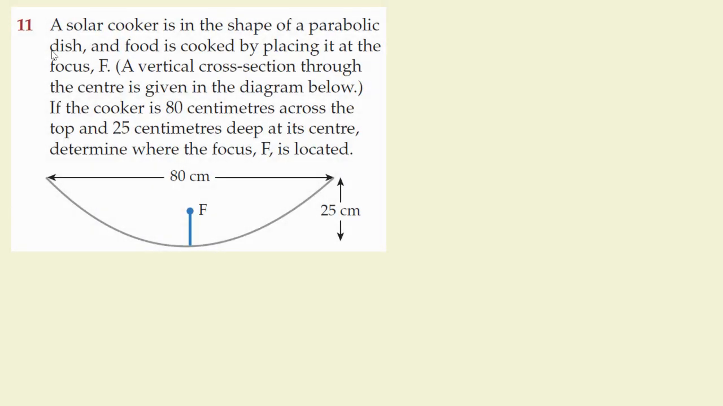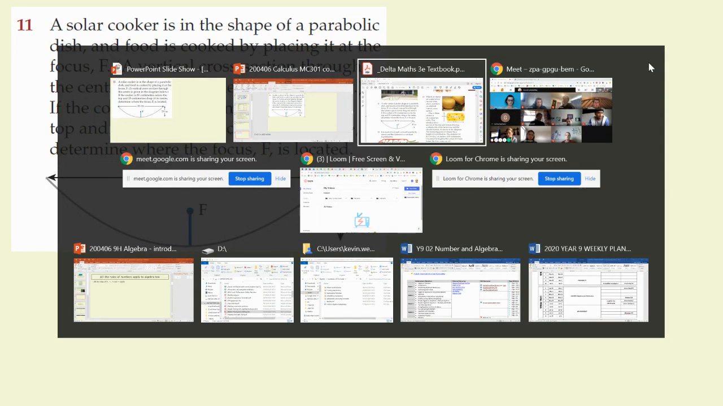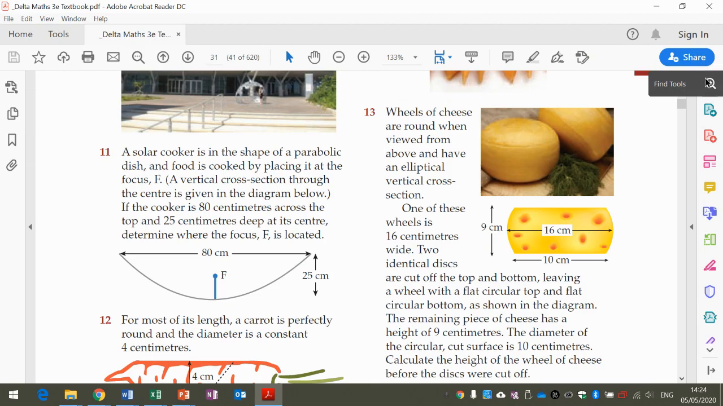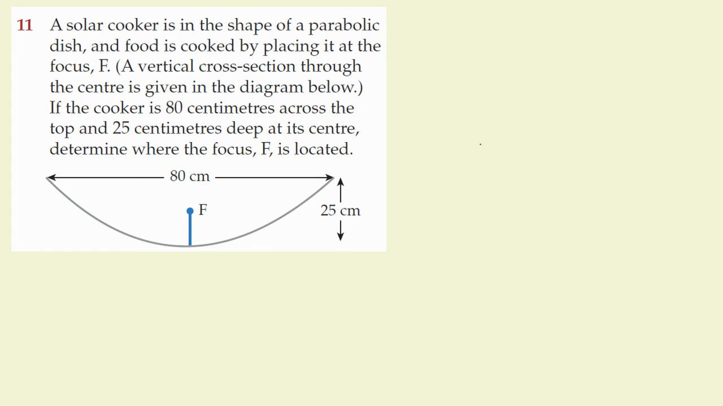Okay. All right, so all back on screen, yep. So we've got the solar cooker in the shape of a parabolic dish. The food is cooked by placing it at the focus F. A vertical cross-section through the center is given in the diagram below. The cooker is 80 centimeters across and 25 centimeters deep at its center, where the focus is located. Oh, I didn't bring the question over. That would have been helpful as well, wouldn't it? Oh, determine where the focus. I have got the question. Apologies. Determine where the focus F is located.